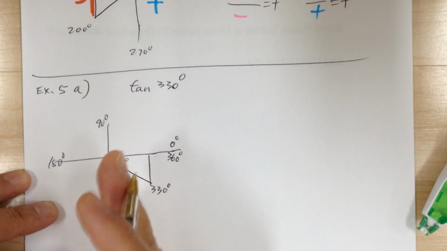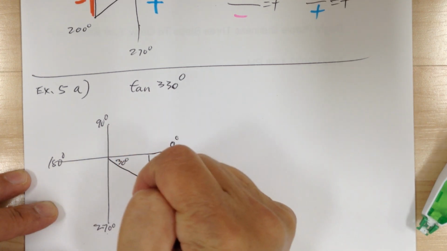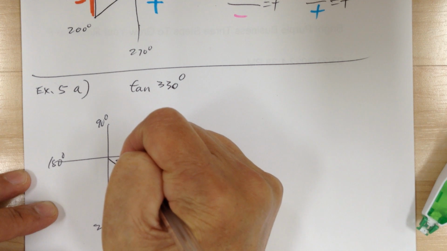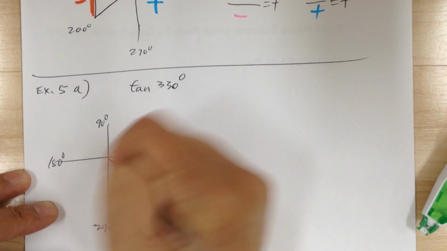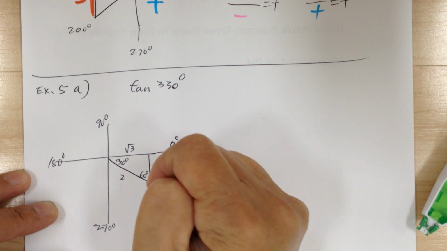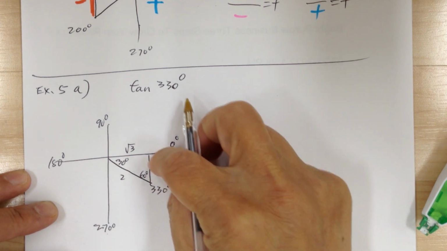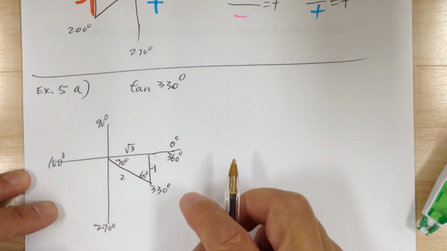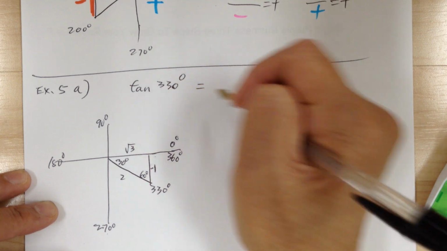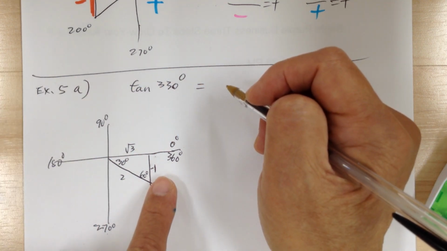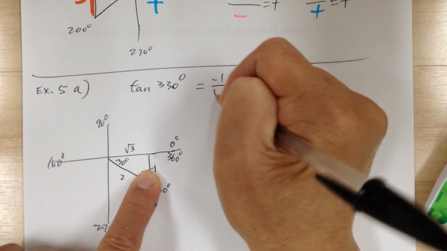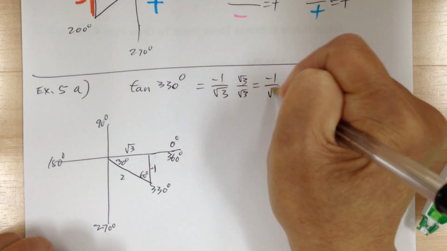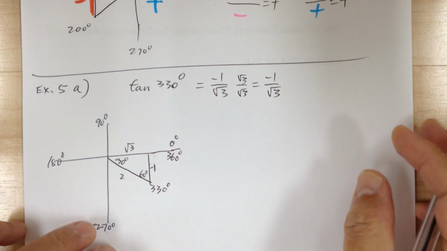Now, once you know that this is 30 degrees, this is a 30-60 special triangle. So you can go ahead and do the 1, 2, square root of 3. That's your special triangle. But you have to watch, this is a negative now. You have to watch because this is going down, so this is a negative y. So you put in the numbers, then you watch your positive, negative. So tangent of 330, tangent is opposite over adjacent, so it'd be negative 1 over square root of 3. And you simplify, so it'd be negative 1 over square root of 3. That's how you figure out the answer.